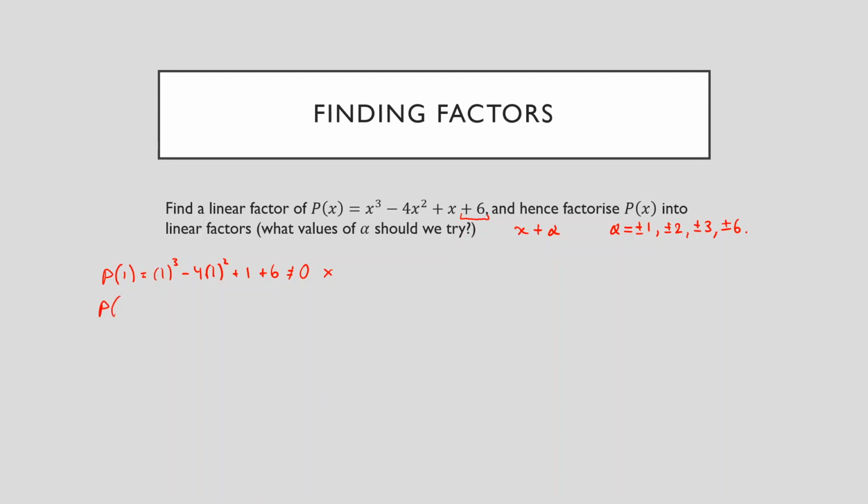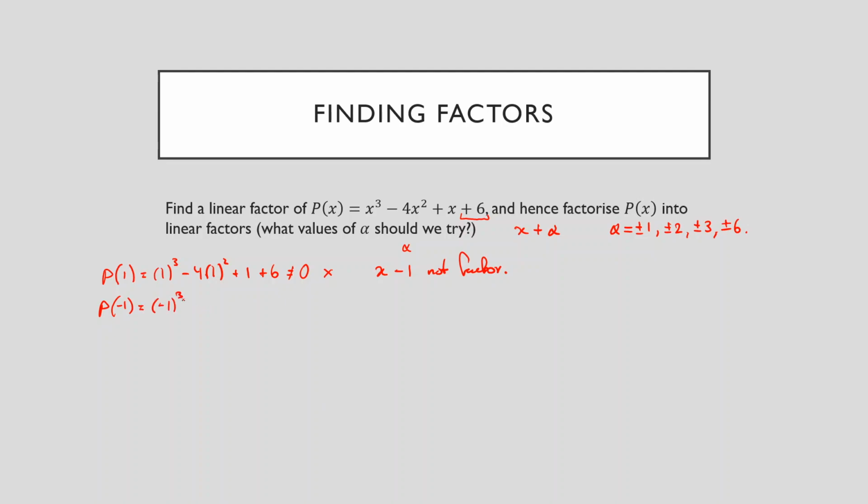Okay, so we know that x minus 1 is not a factor. That's what we can gather from this information. Because if we substitute negative alpha into here, we get something other than 0. Let's try p of negative 1.